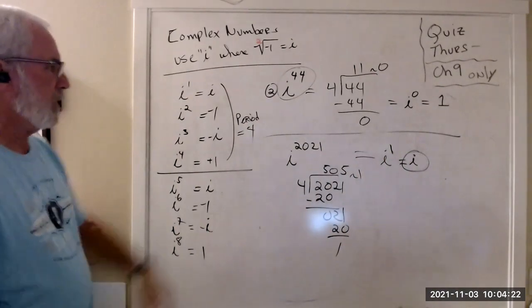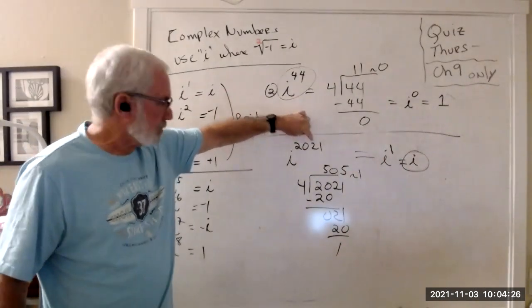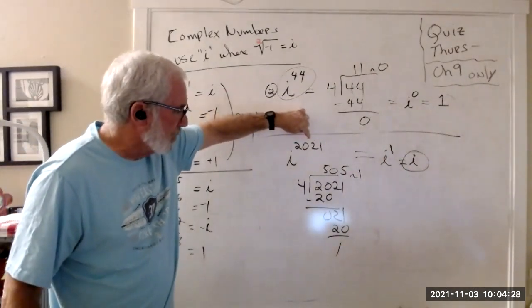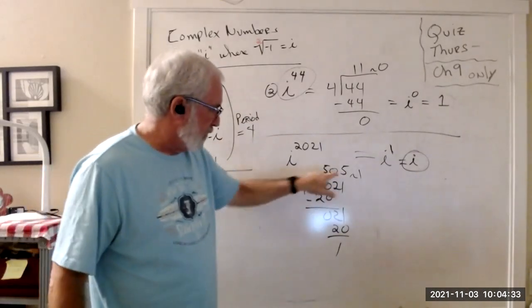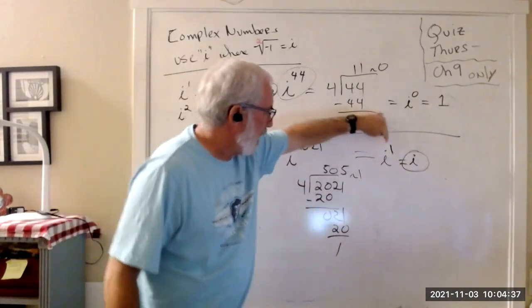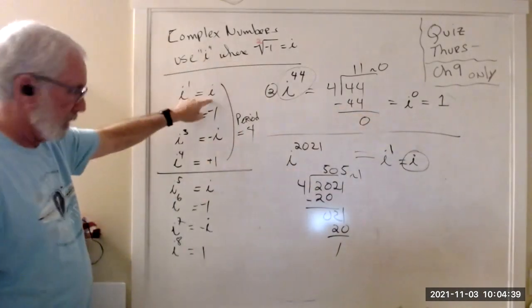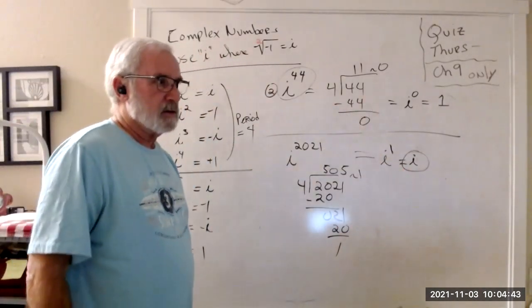So this is the year 2021, i to the 2021 power. Divide 4 into that, you've got 505 remainder 1. You use the 1, i to the first power, boom, is i. And that's the answer. Is that okay with everybody?